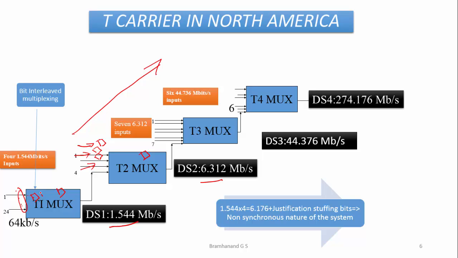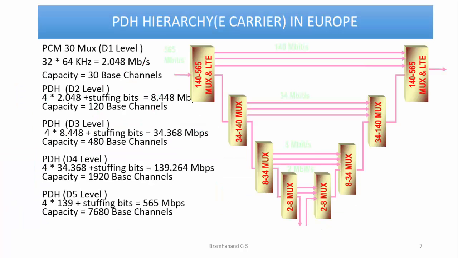So this is the hierarchy of the T carrier. And similarly, in the E carrier in Europe, the same thing happens. The output of the PCM30 mux is 2.048 megabits per second. If it is given to a 2:8 mux, the output is 8 Mbps. The same given to an 8:34 mux gives out 34 Mbps. So by a factor of 4, these get multiplexed. We have to notice very clearly that at every stage stuffing bits are added in both the T carrier hierarchy and the E carrier hierarchy.